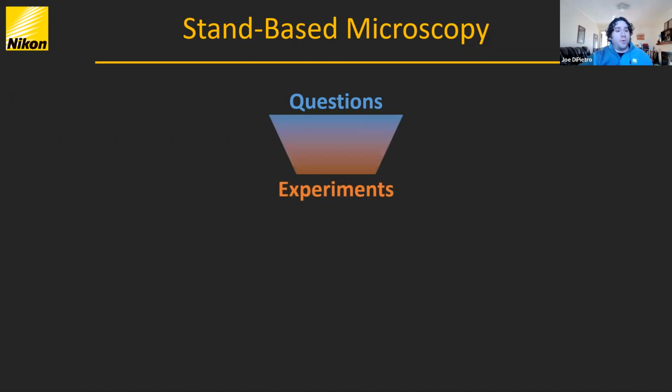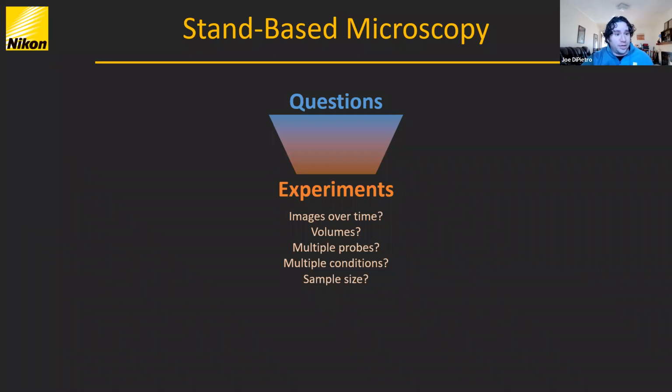So how do we answer those questions? Well, we do an experiment and we use the microscope as a tool to do those experiments. Some of the things that the microscope lets you do: take images over time, maybe capture volumes, three-dimensional images of your sample. Maybe you're looking at different probes, how much of these different probes there are, how they interact, where they are located. Maybe you're looking at different conditions, different chemical conditions, drug, no drug, that sort of thing. Maybe you need a certain sample size in order to have enough power in your experiment to come to some kind of conclusion that's important, right?